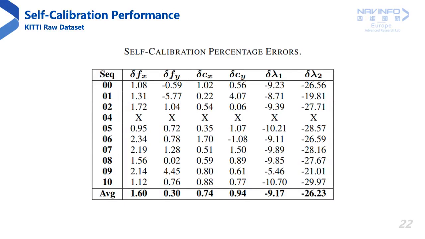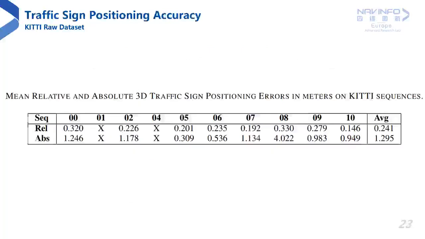With this, we evaluate the camera self-calibration. The errors in estimation of the sensitive parameters, namely focal length and principal point, are nearly 1%. The error in estimation of the distortion coefficients is larger. Our system is able to calibrate the camera using all the sequences except sequence 4, which does not contain any turns. Our system achieves an average relative accuracy of 24.1 centimeters and average absolute accuracy of 1.295 meters on 8 out of 10 KITTI sequences.